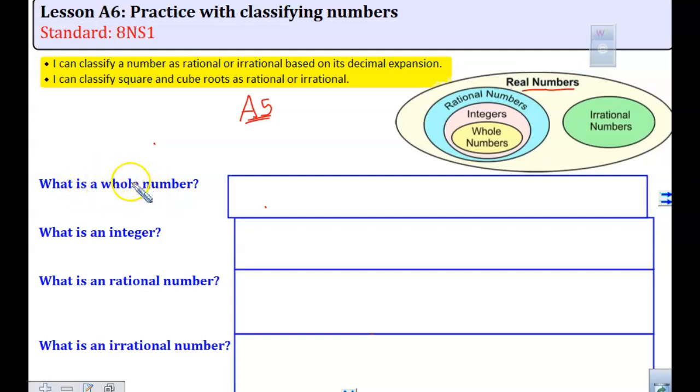So what is a whole number? What is an integer? What is a rational number? And what is an irrational number? As you are looking at writing those down, I just want to go back and talk about yesterday's assignment, and I'm going to show you that. So try and write those right now.